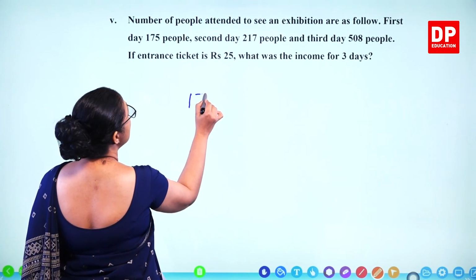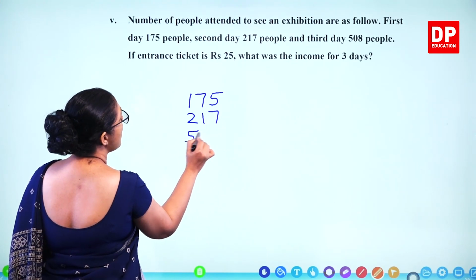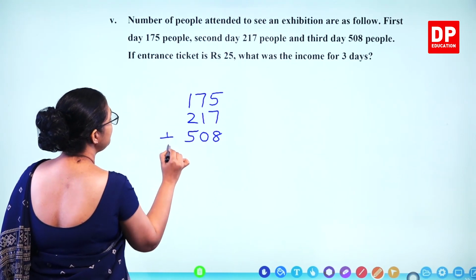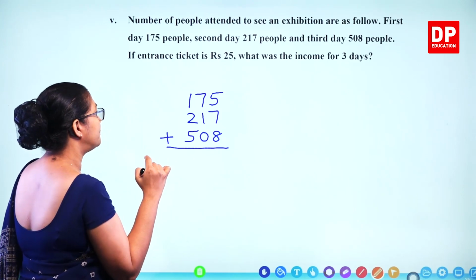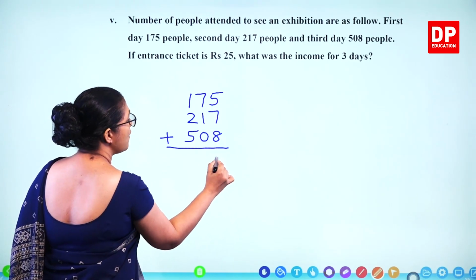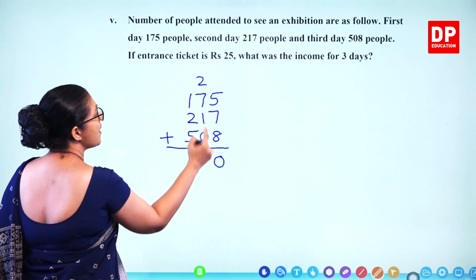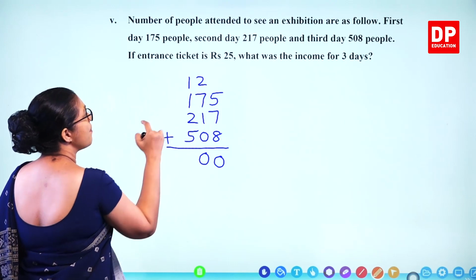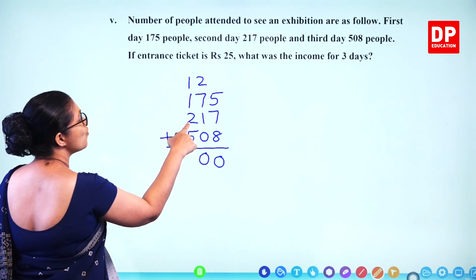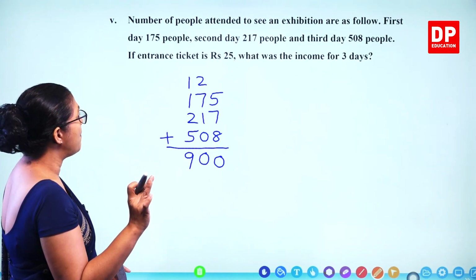Let's add 175, 217 and 508. That's the total number. 8 plus 7, 15. 15 plus 5, 20. 2 remaining. 2 plus 7, 9 plus 1, 10. 1 remaining. And then 2 plus 2, 4. 4 plus 5, 9. Altogether 900 people.